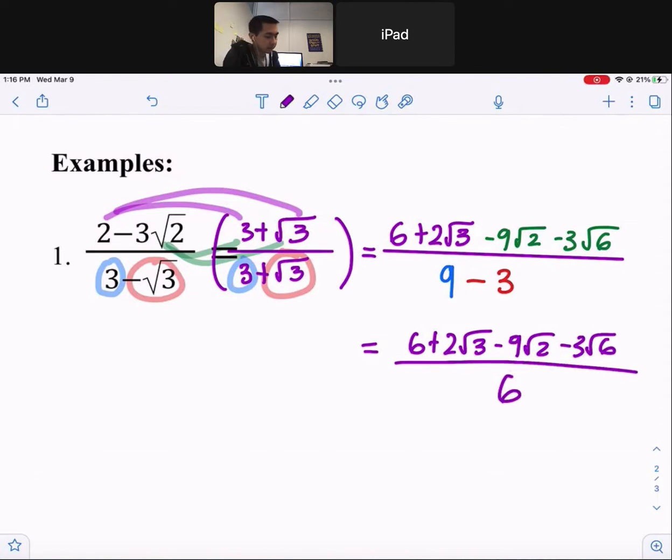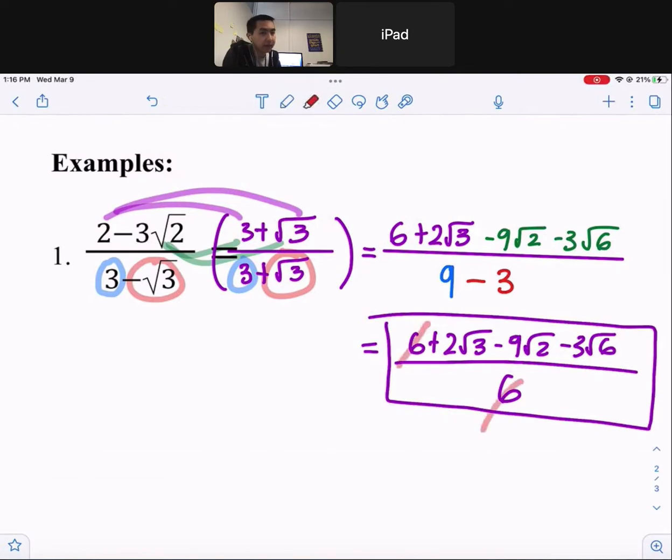Now this is the answer, but there's a ton of you that want and are very tempted to do this, but that is incorrect, you guys. You cannot cancel the 6 with the 6. You only could cancel if all of these numbers have something in common that you guys can divide by all of them, which you can't, so that is your guys' final answer.